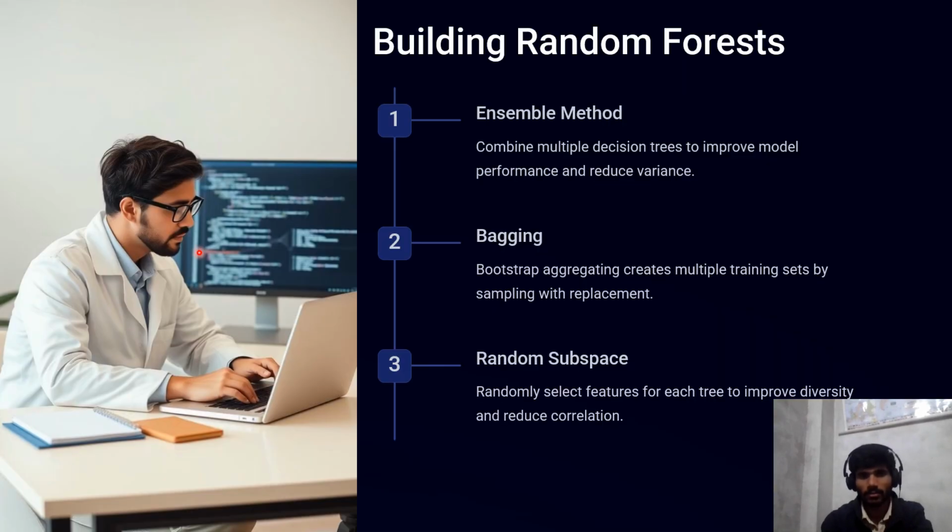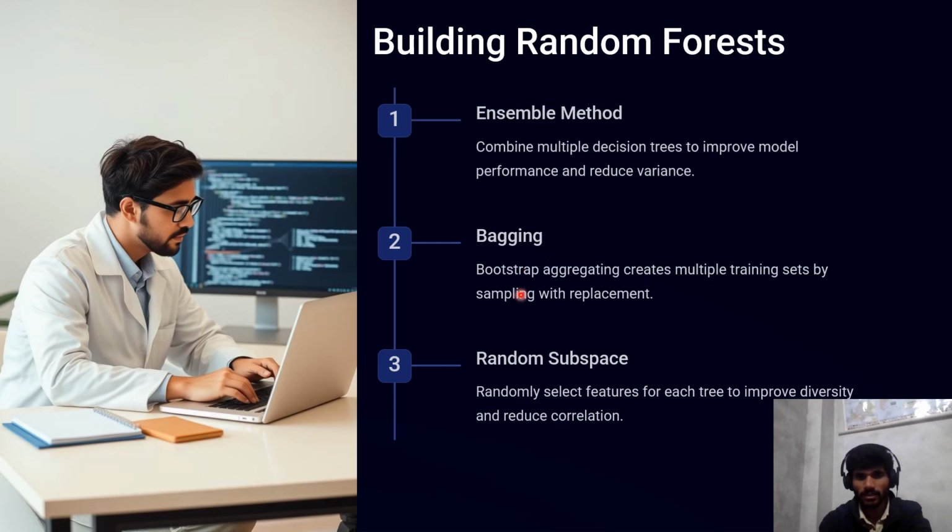In this, building a random forest. So in this, first is ensemble method, second is bagging, third is random subspace. So in this, first is ensemble method: combine multiple decision trees to improve model performance and reduce variance.